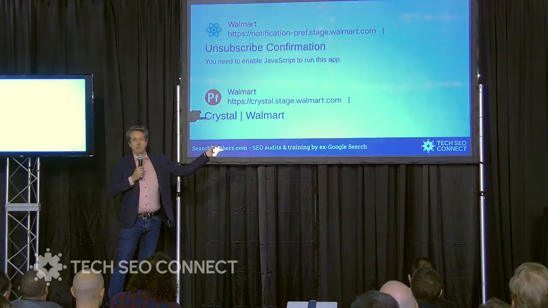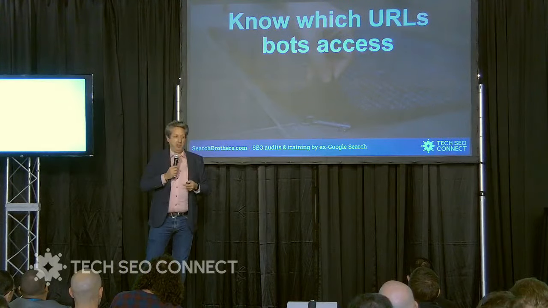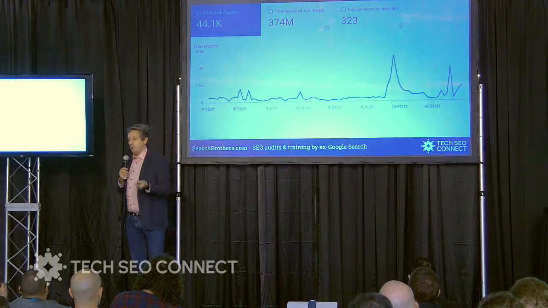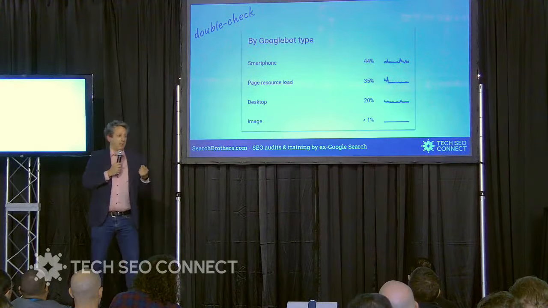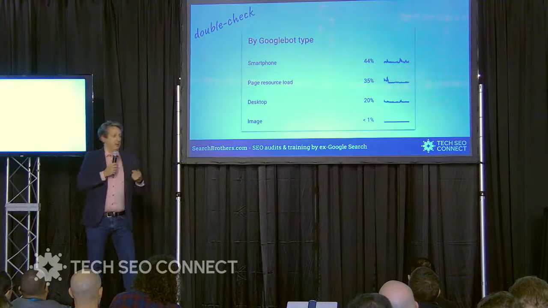Now, second, we also need to know which URLs bots are accessing on our website. Now, of course, we have crawl stats, and yes, we can see there a little bit, at least. Jori will talk about this more later, but we can see what type of bots are being accessed from Google and what the status codes are.